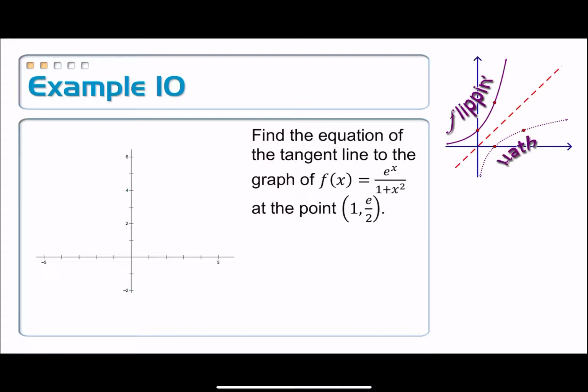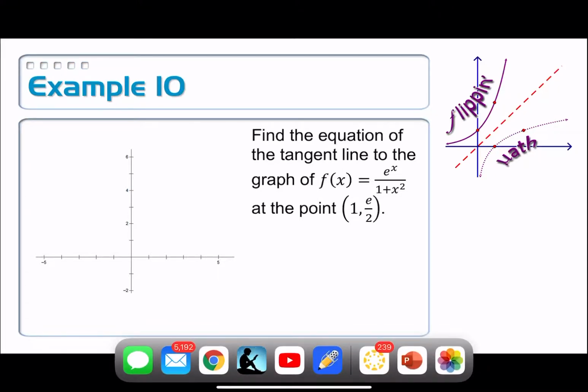Example 10, we're back finding the equation of a tangent line to the graph of another quotient of two functions, e to the x divided by 1 plus x squared at the point 1 comma e over 2. This one should be fun because who likes to take the derivative of e to the x? Everybody who understands the derivative, because it's the easiest one.